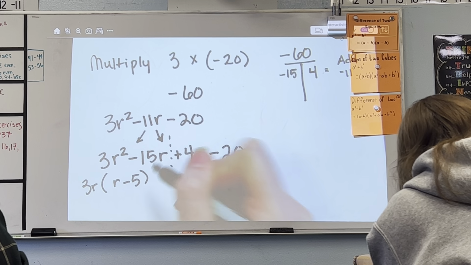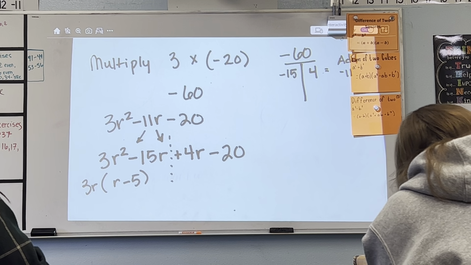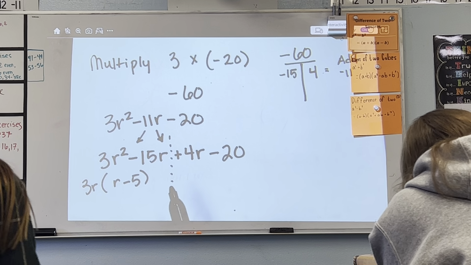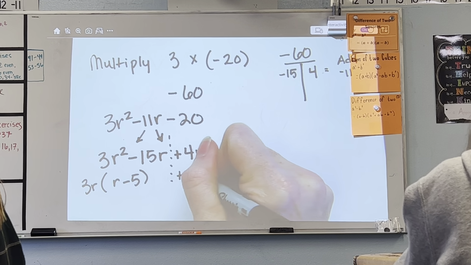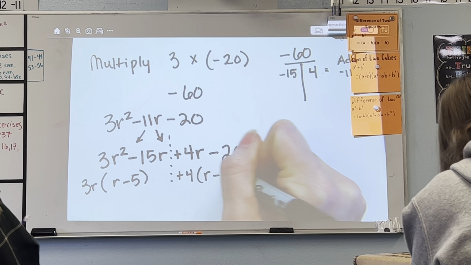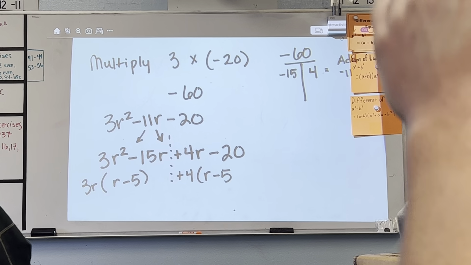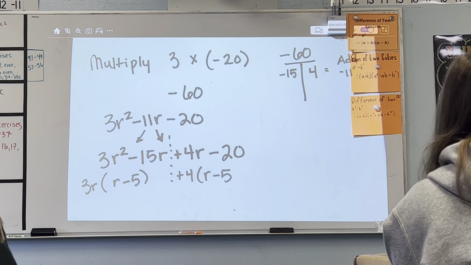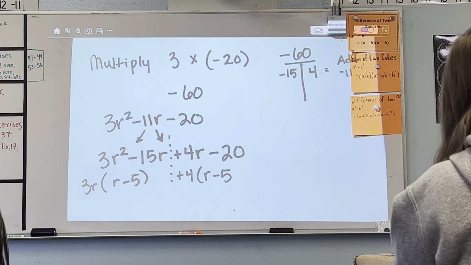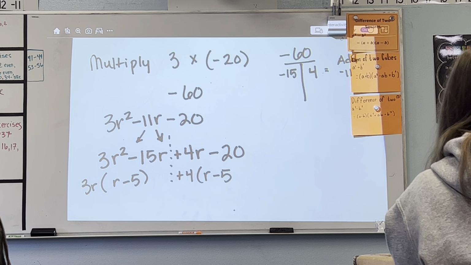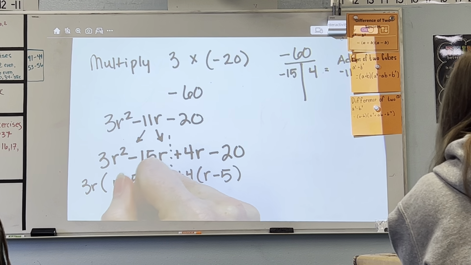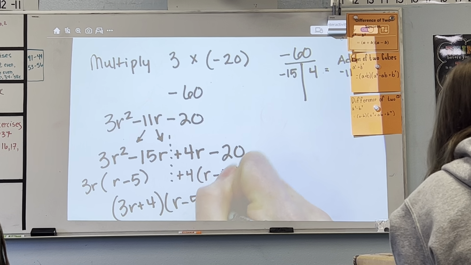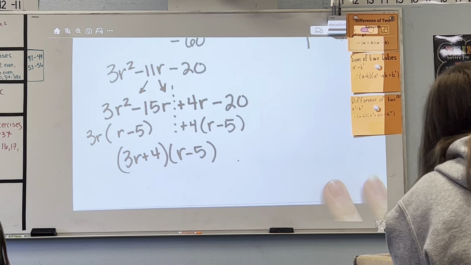So we're left with R minus 5. And then this is 4R minus 5. 3R plus 4. Or whichever way you wrote the R minus 5 first, that's fine. And then that's your final.